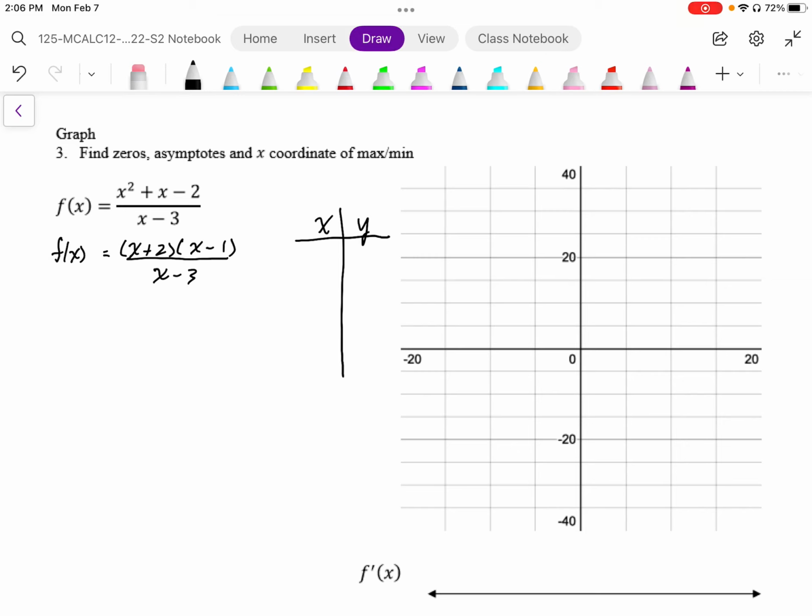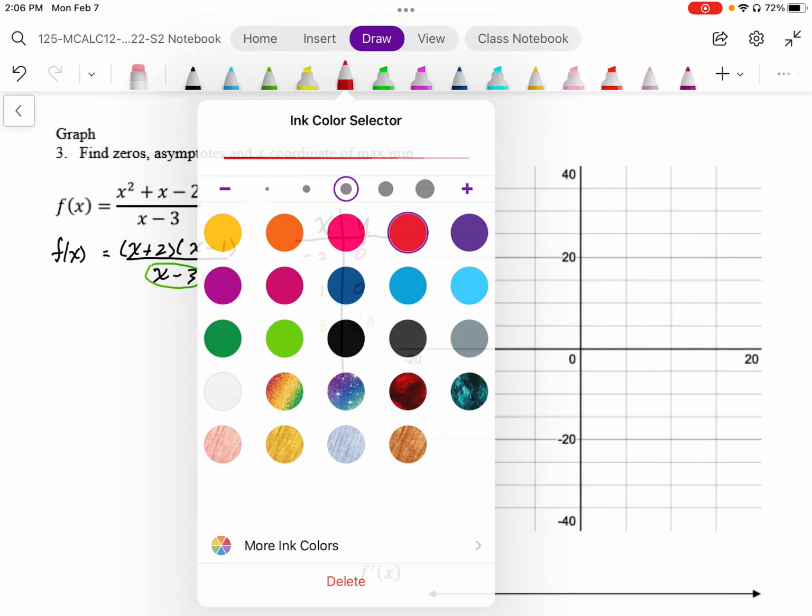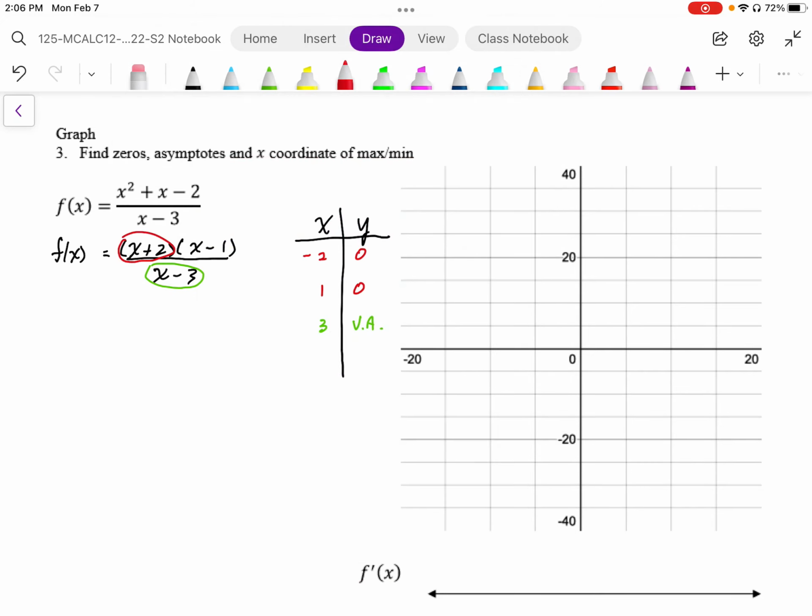This also allows us to generate zeros for this expression. So we know we have a zero at -2. We have a zero at +1. And at 3, just going to do this in a different color here, at x equals 3, we have a vertical asymptote. So that's going to generate our vertical asymptote, and these give us the zeros of the function.